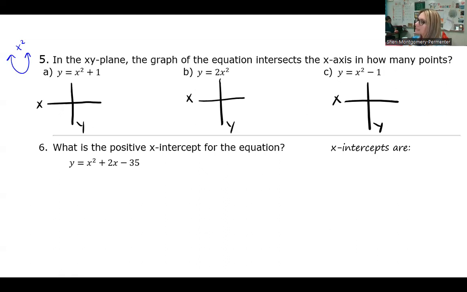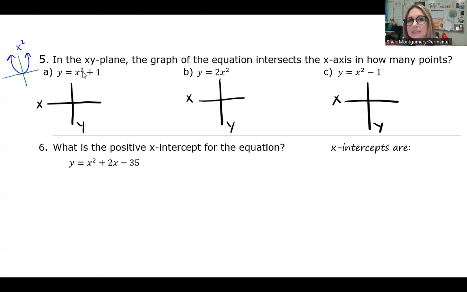So when you're taking TSI and it asks you a question about how many times this is going to cross the x-axis, you need to know the basic shape. It looks like a U. And then looking at the equations, you don't need a graphing calculator. You don't have one. But we need to know how these things move my graph. So normally your graph is going to be placed right on the x-axis, just like that.